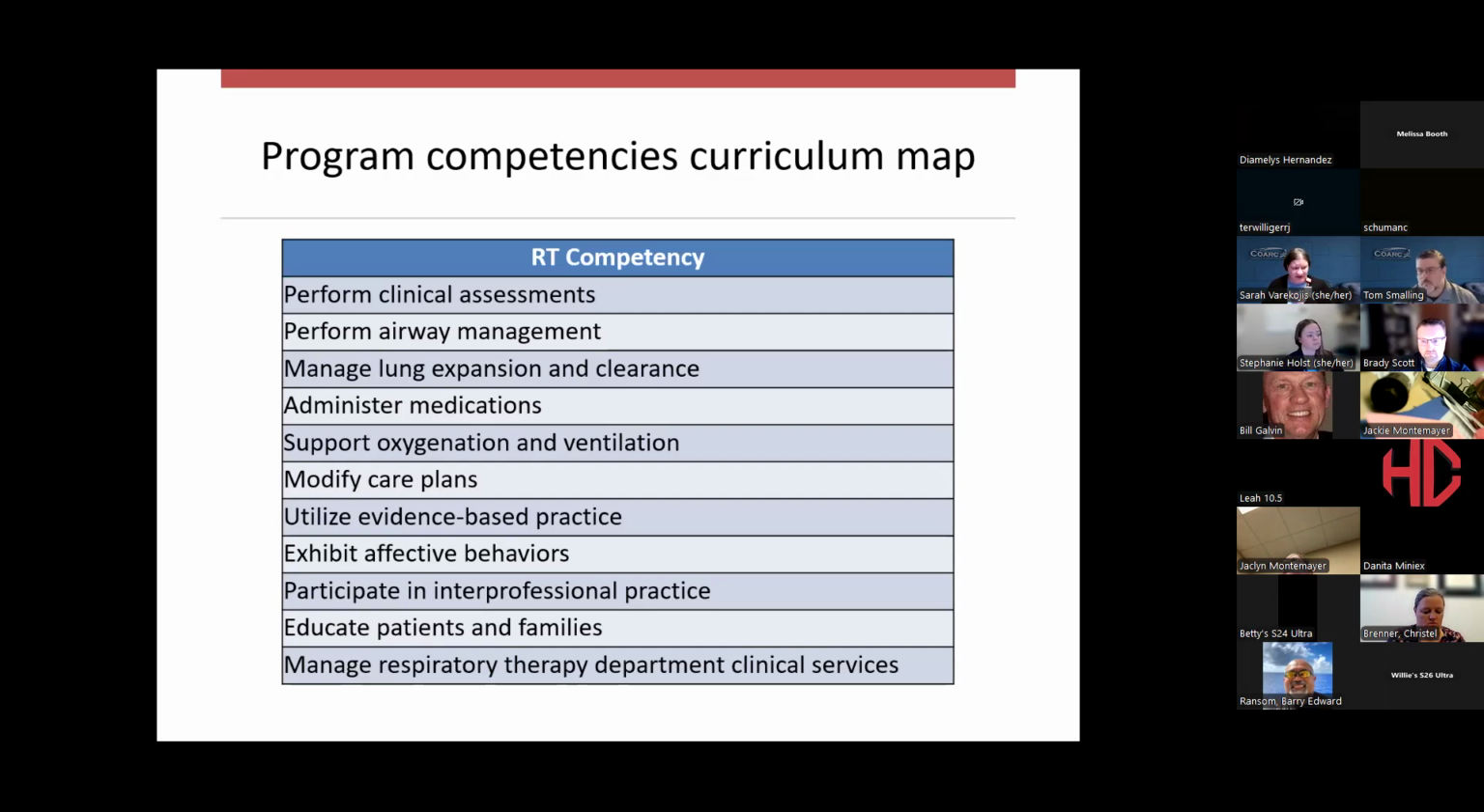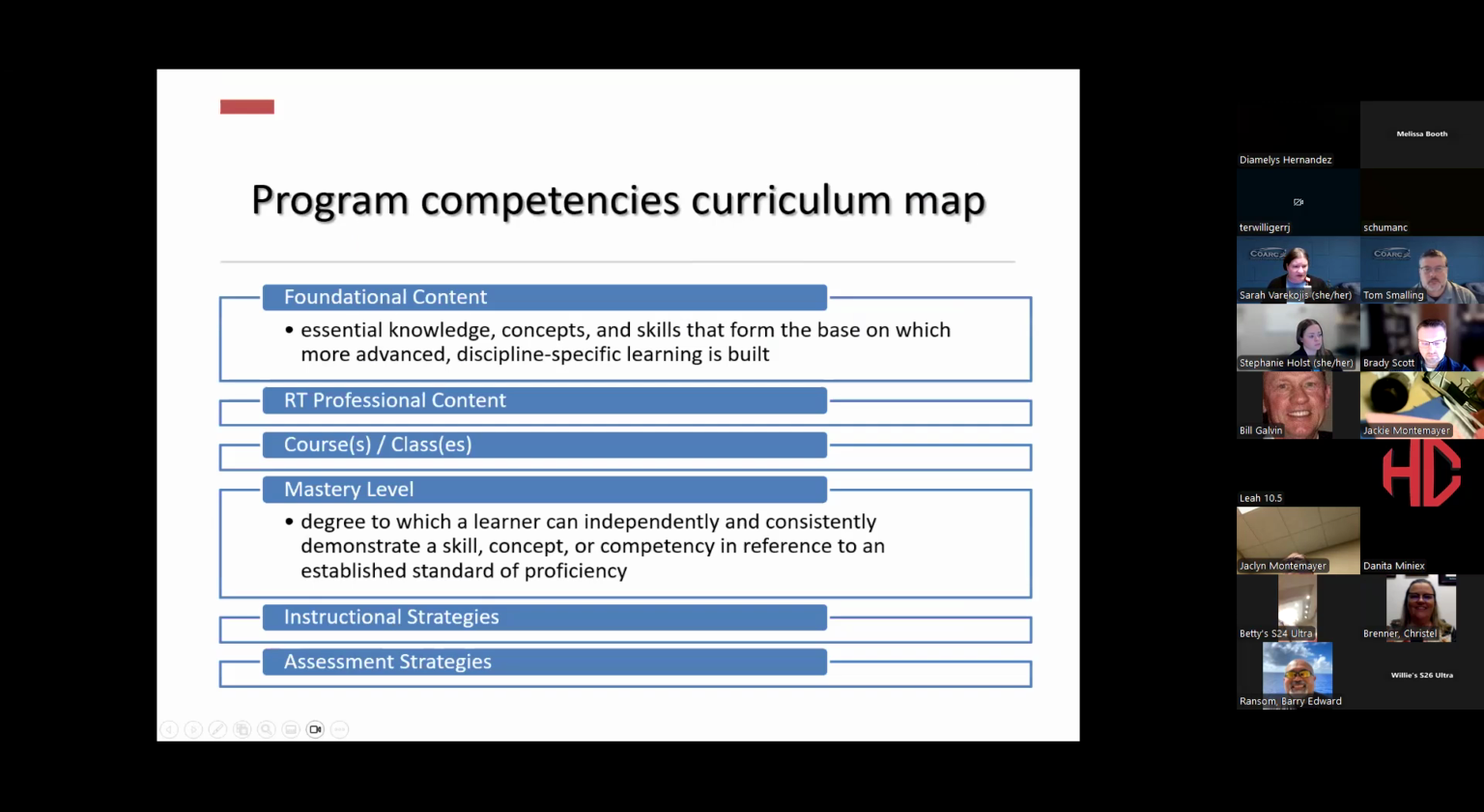But if I were building a spreadsheet, I would label my first column of my spreadsheet as RT competency. And then this is literally just the list that we had on the previous slide. If you have the ability to do two screens or a split screen and you want to click on the link that Melissa put in the chat from the More RT's website, you will go to the spreadsheets that are built for this part of the presentation. So I would label my first column as RT competency.